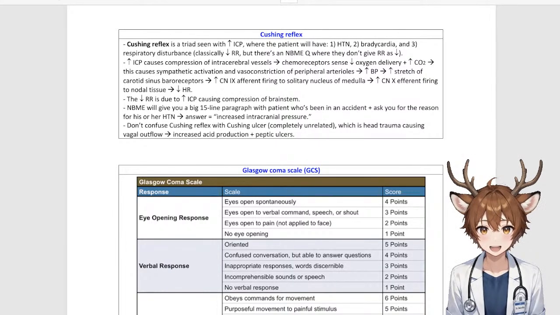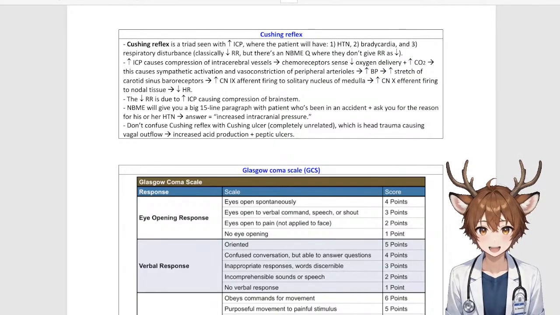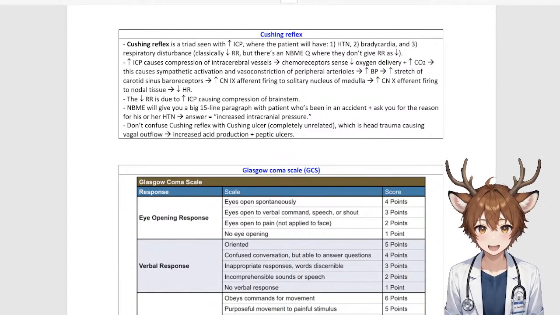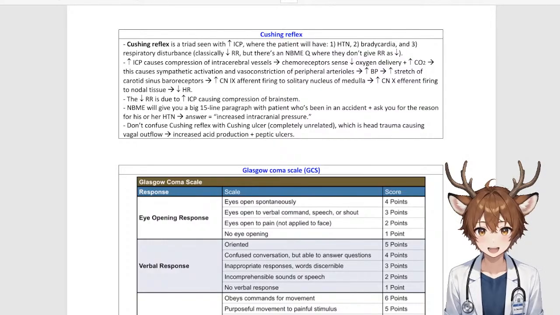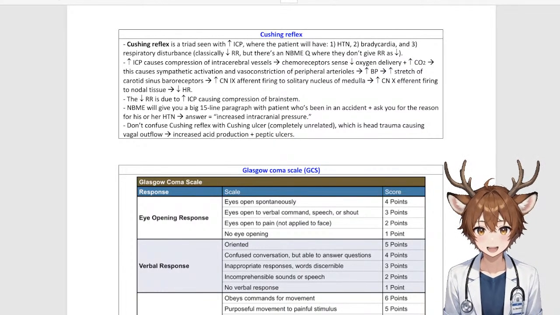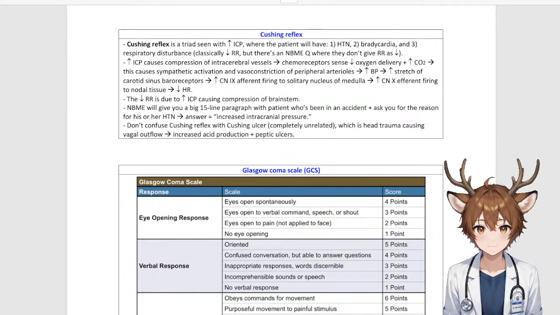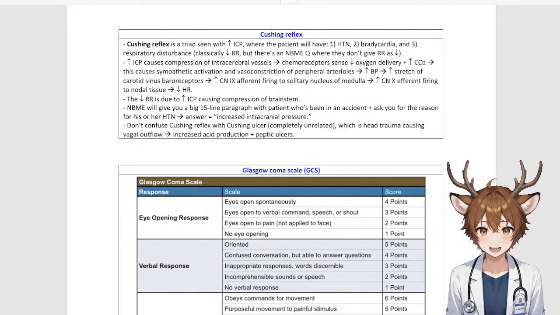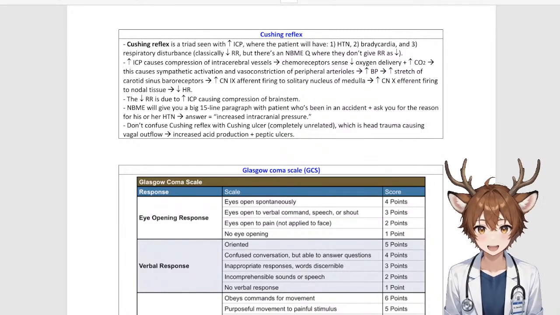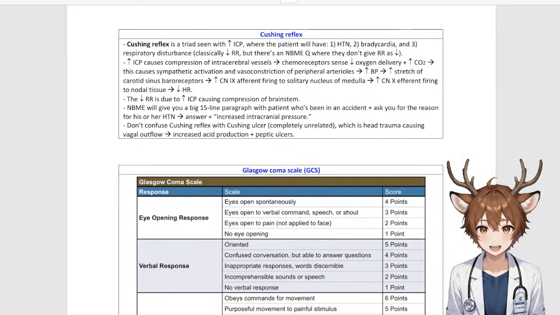Elevated intracranial pressure causes compression of the intracerebral vessels, leading to chemoreceptors sensing decreased oxygen delivery plus elevated carbon dioxide, meaning that this causes a sympathetic activation and vasoconstriction of peripheral arterioles, which means you're going to have an elevated BP, which means an elevated stretch of the carotid sinus baroreceptors, which means elevated cranial nerve 9 afferent firing to the solitary nucleus of the medulla. This will cause an elevation in the cranial nerve 10 efferent firing to the nodal tissues, decreasing the heart rate. The decrease in respiratory rate is due to the elevated intracranial pressure causing compression of the brainstem.